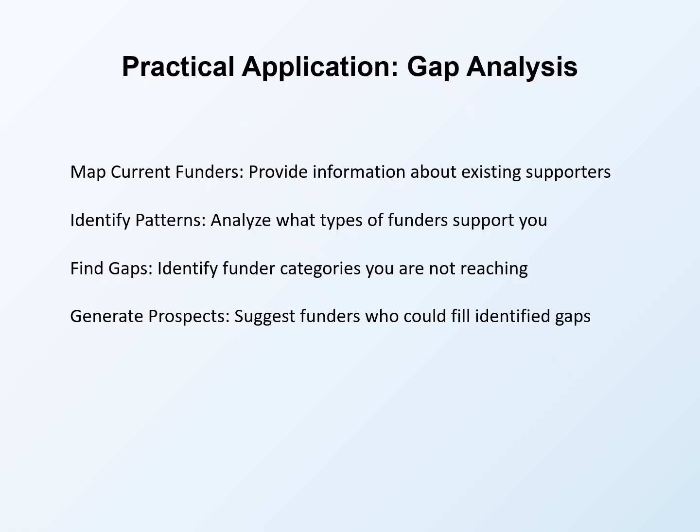Generating prospects suggests funders who could fill identified gaps. Based on your gap analysis, the AI can suggest foundations that match your work but differ from your current funder profile. This approach targets diversification strategically rather than randomly.